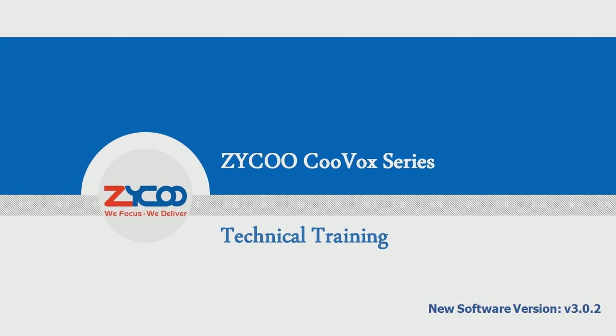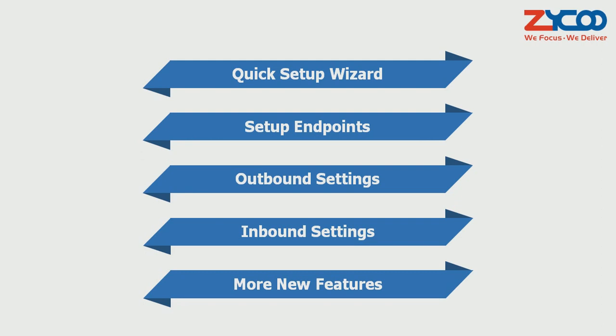Thanks for watching the ZYCOO technical training presentation based on the new software version v3.02. Previously, we had introduced the basic installations of the Kovac series based on the v3.01 software, including the quick setup wizard, endpoints auto provision, outbound and inbound settings. Today we are going to review some basic settings and preview some new features available on the v3.02 software.